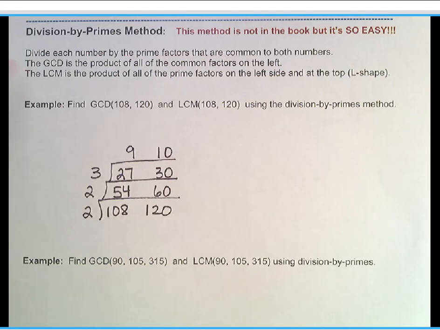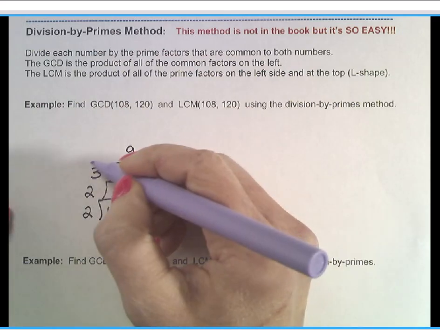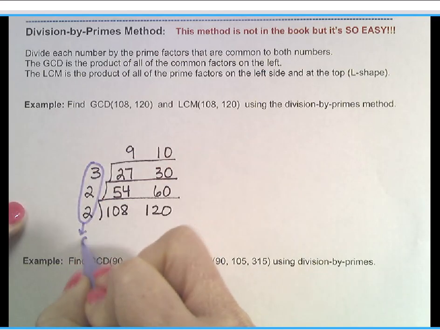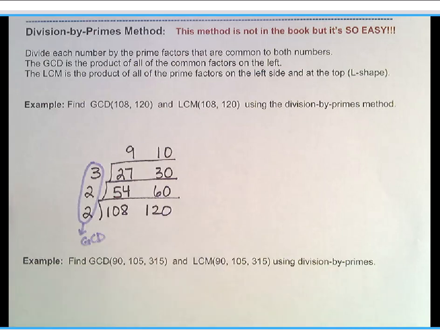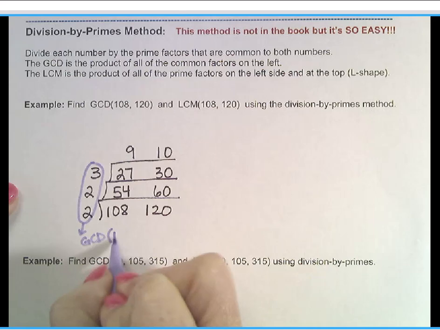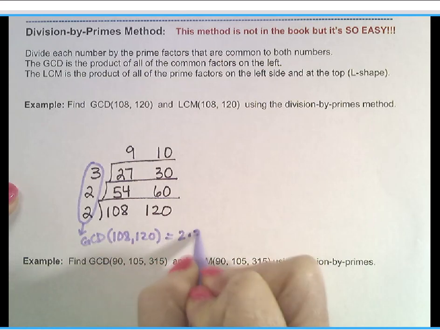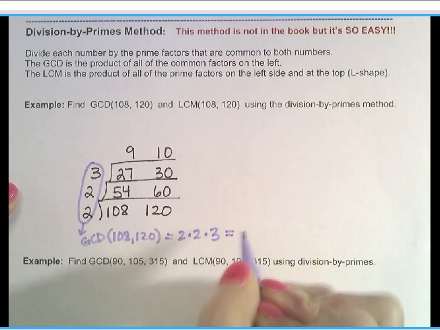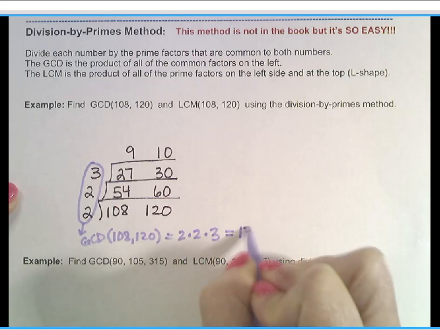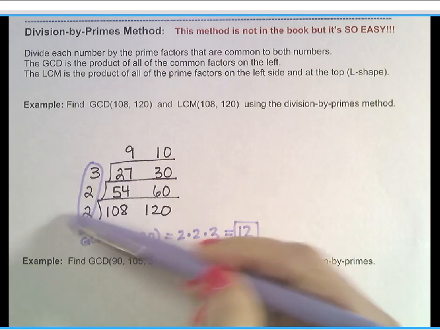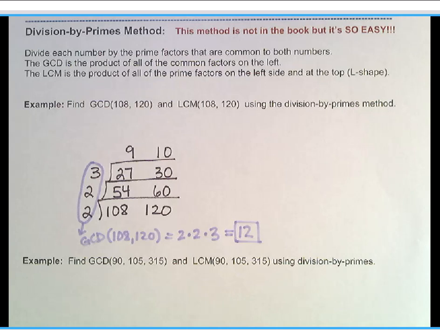The GCD is the product of all the common factors on the left. So these common ones, that's the GCD. You multiply those together and you're going to have your GCD. So the GCD of 108 and 120 will be 2 times 2 times 3, which maybe you can multiply in your head. It's 12. So that's how you get the GCD. You just pull the numbers that are along the left-hand side.